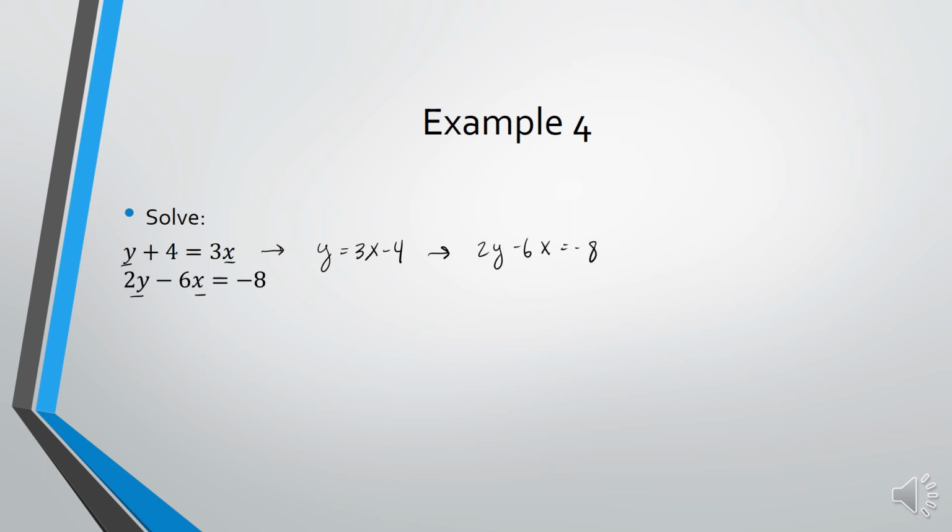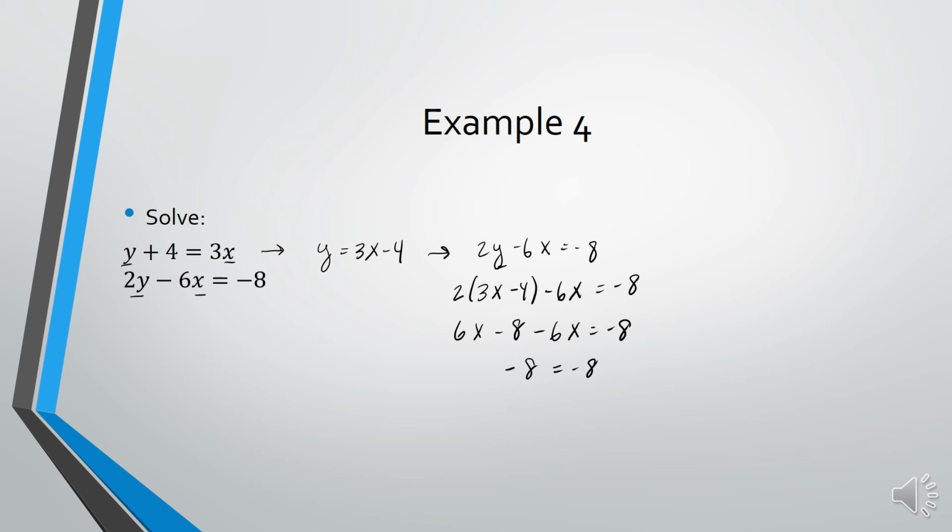So my other equation was 2y minus 6x equals -8. Instead of writing this y, I'm going to replace it. This is the substitution part. So 2 times 3x minus 4 minus 6x equals -8. Hopefully you see a pattern here. We're going to distribute that 2. So 6x minus 8 minus 6x equals -8. The 6x's are going to cancel and end up with -8 equals -8.